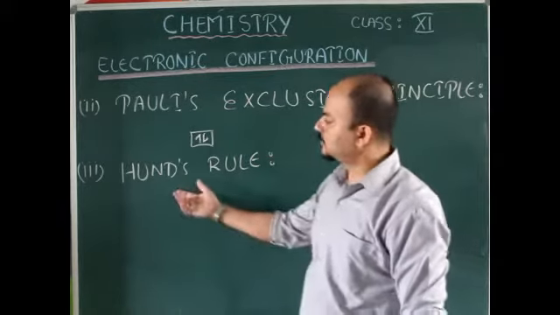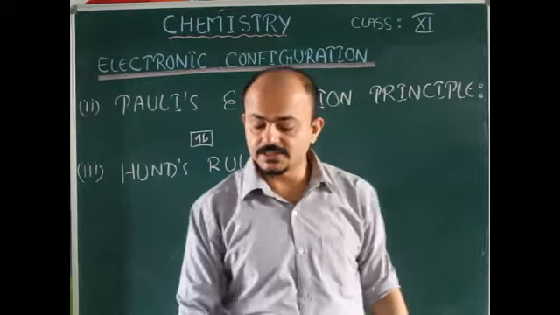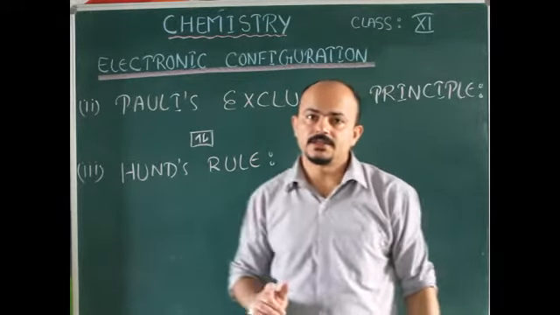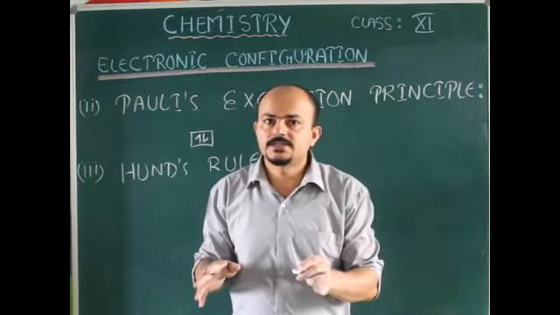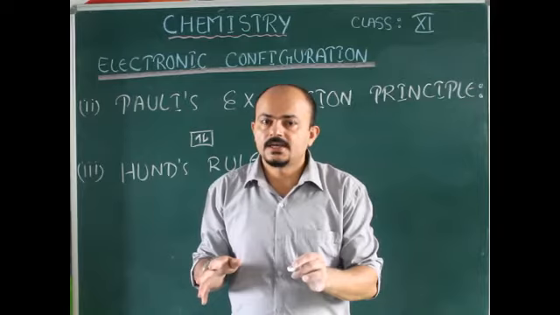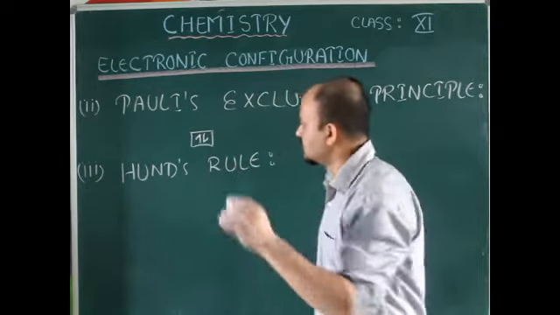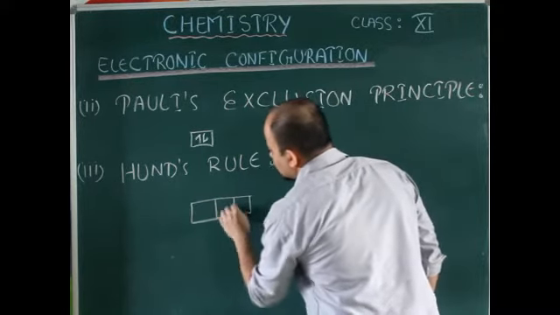Now this Hund's rule is very simple. What did Hund tell us? He told us that no pairing of electrons takes place in the same energy level orbitals. Okay, it doesn't take place. First, they have to be filled singly. So let me give you an example that will be more clarifying.